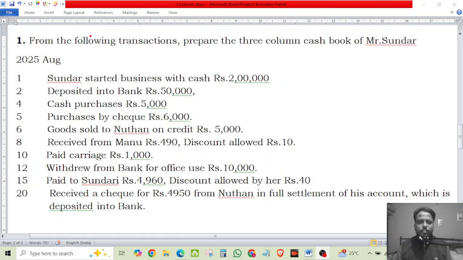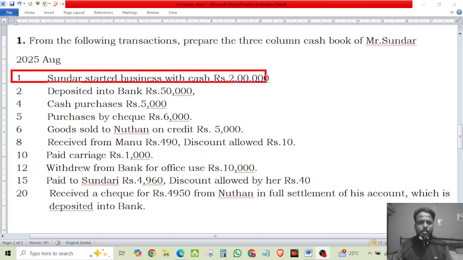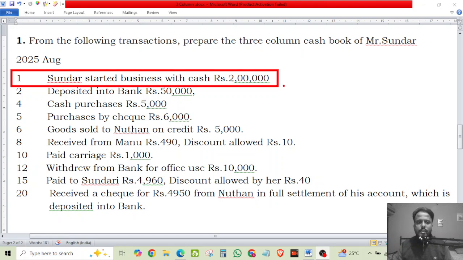From the following transactions, prepare the three-column cash book of Mr. Sundar for the month of August 2025. So let us read the first transaction. First transaction here is Sundar started business with cash. When you pass a journal entry for Sundar started a business, he is bringing in the cash, so therefore cash account to be debited to Sundar account.